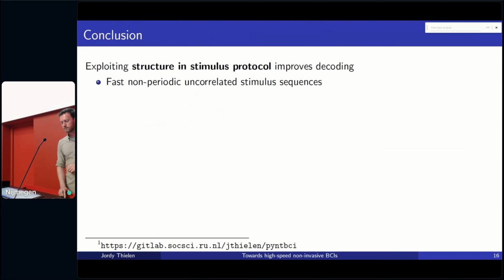So with that, conclusions. If you exploit structure in your stimulus protocol, you can do better. What I mean by this, and this is not necessarily what I talked about here but will be presented as a poster, is that you can optimize these stimuli to yield the best responses. Maybe we shouldn't take codes from the telecommunication domain, but try to optimize the codes in such a way that they are optimal in terms of their responses.